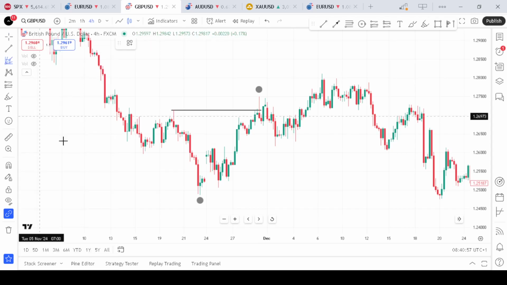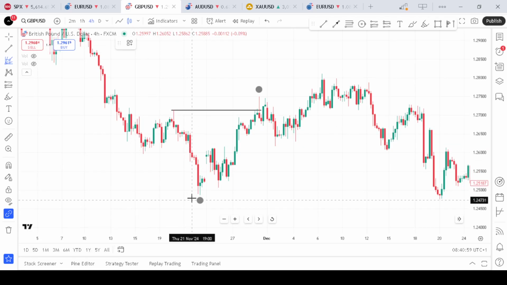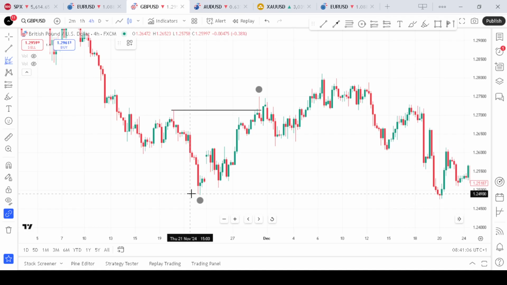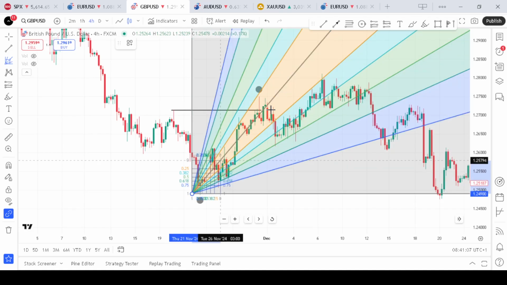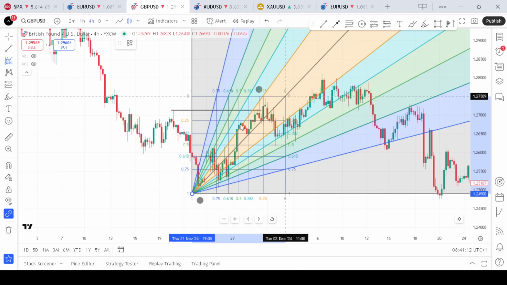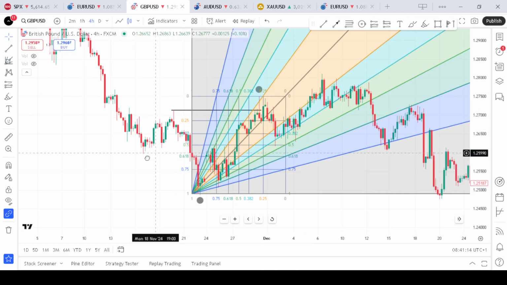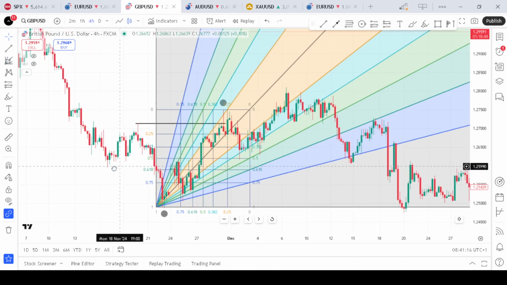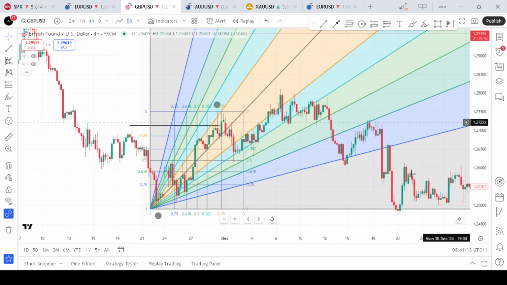So when you click it, you connect the low to the high in an uptrend. If it's an uptrend, you connect the low to the high. This is how we make use of this tool. When you connect the low to your high, this helps you in an uptrend. Then in a downtrend, you have to connect the high to the low.